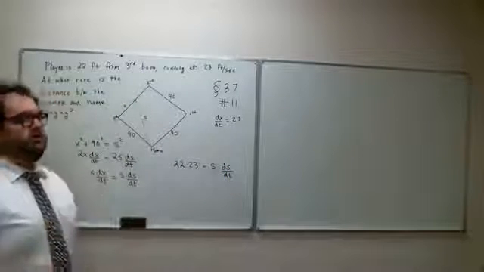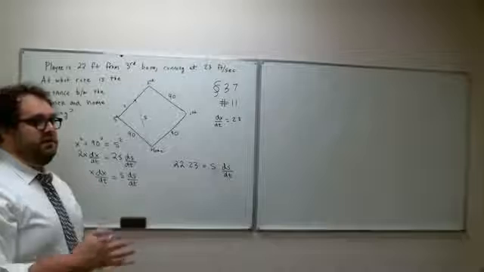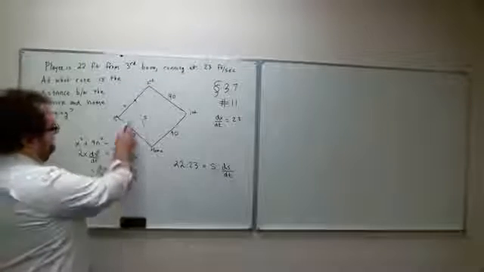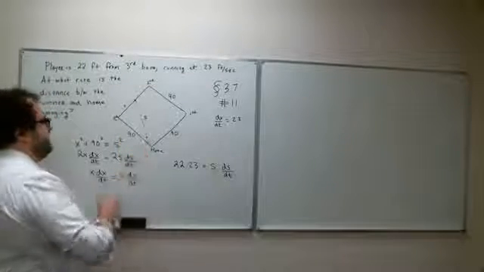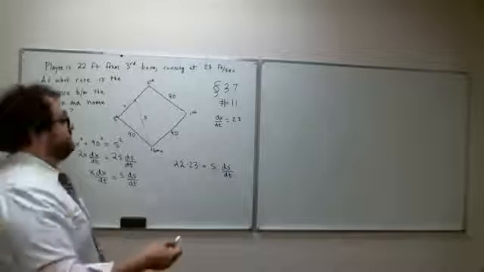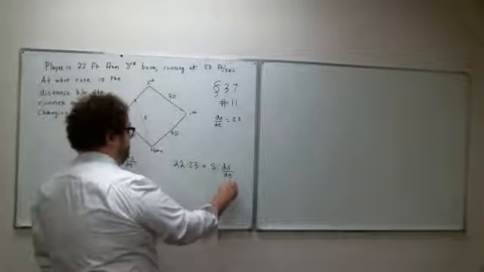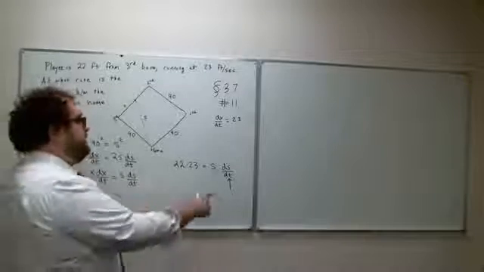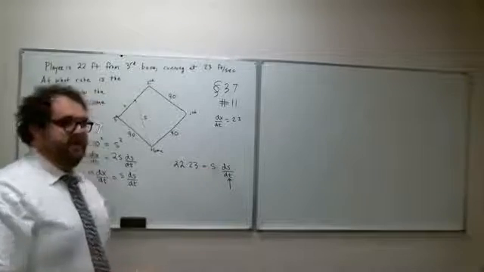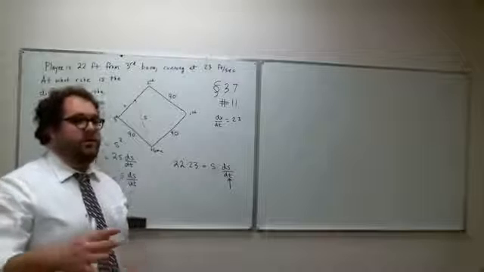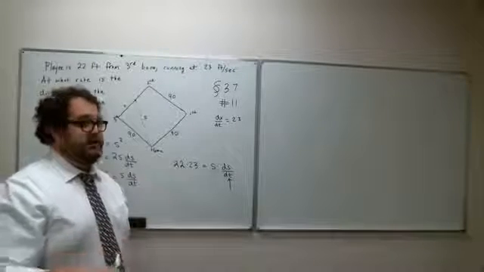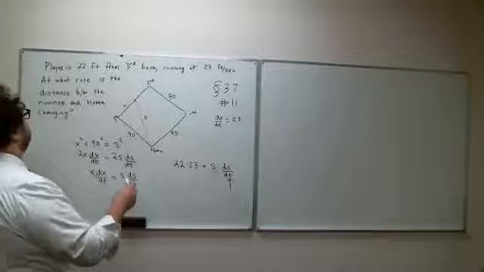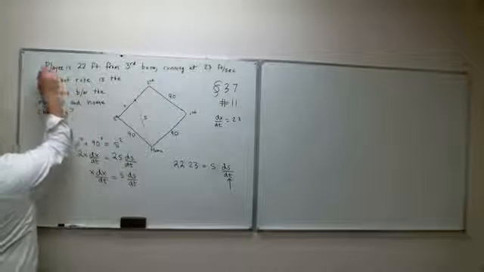Which one am I solving for? Well, I want to figure out how fast this distance s is changing. So that's what I'm solving for. So I don't want to find anything to substitute for that, but I do need to figure out what s is. And what usually happens in these Pythagorean type situations is that I need to consider this specific situation.